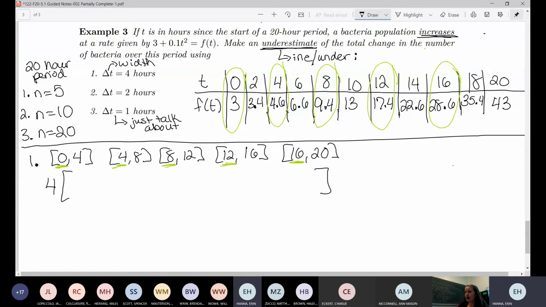So what's our height for our first interval where we're working with the y value at 0, so 3. And then the y value at 4, so 4.6. So just trying to be super clear. Y value at 8, 9.4. Y value at 12, 17.4. And y value at 16, 28.6.